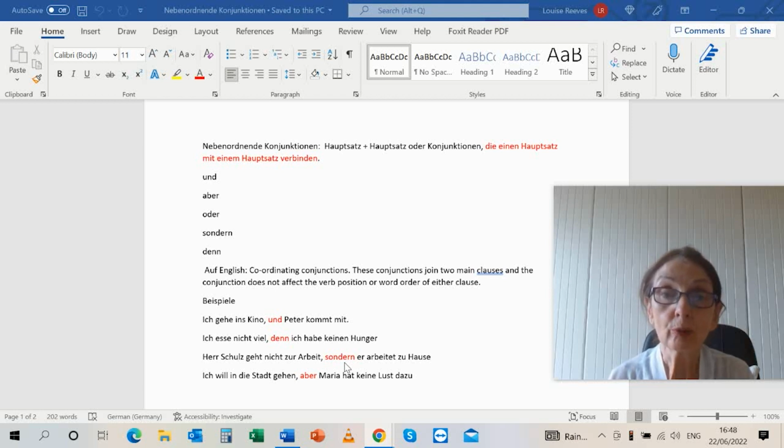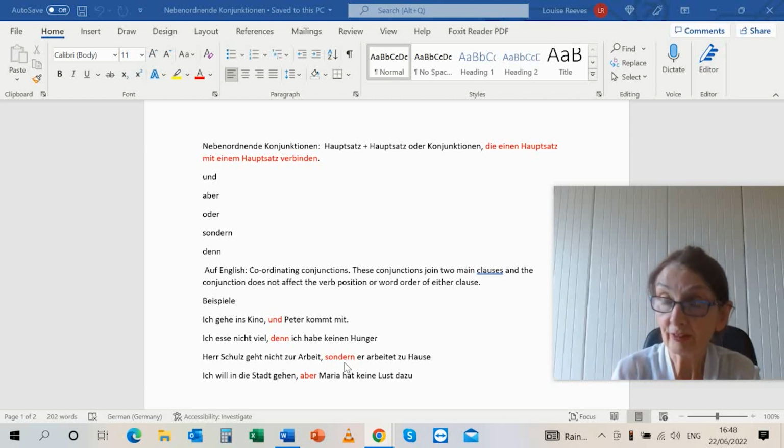He doesn't go to work. On the contrary, he works at home. Or quite the opposite, he's working at home. So you're contradicting what went in the first sentence. And that's when you use sondern, meaning but. It's the opposite of what happens. For example, Schulz geht noch nicht zur Arbeit, and then quite the opposite.